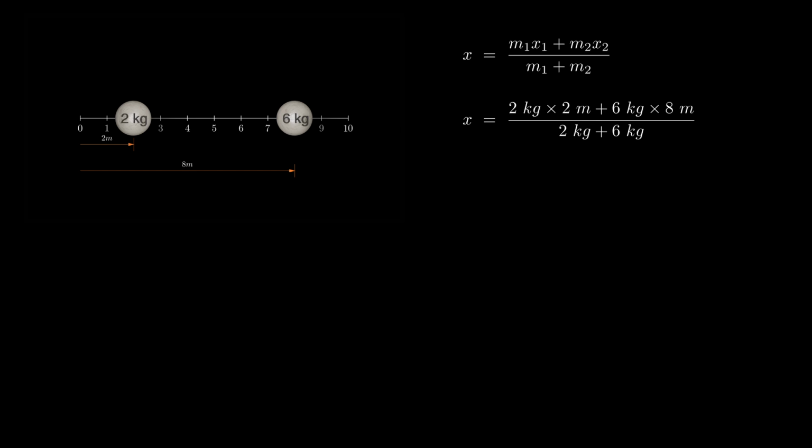Regardless of the location of the reference frame, it is essential to obtain the total mass of the system, which will be used in the denominator of our calculation. Next, we calculate the contribution of each mass to the center of mass. The 2 kilograms mass at 2 meters contributes 4 units, and the 6 kilograms mass at 8 meters contributes 48 units. Summing the contributions of each mass, which amounts to 52. We then divide this sum by the total mass of the system, which is 8 kilograms. This calculation reveals that the center of mass is positioned at 6.5 meters from the starting point, along the x-axis.